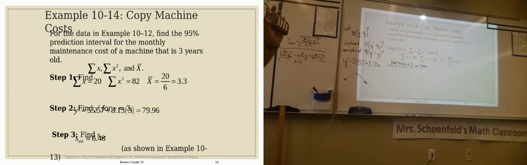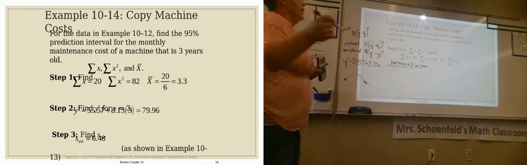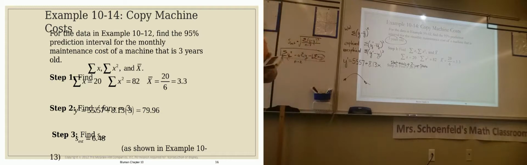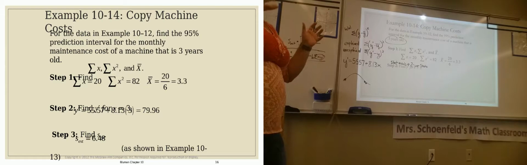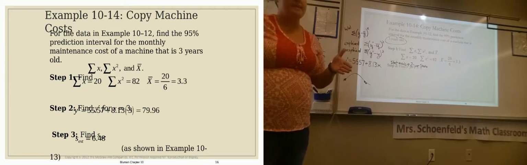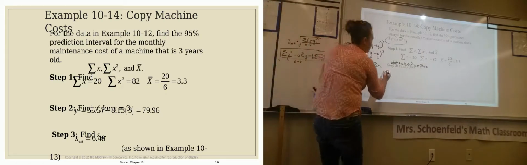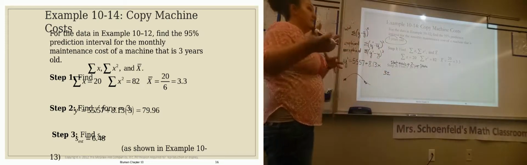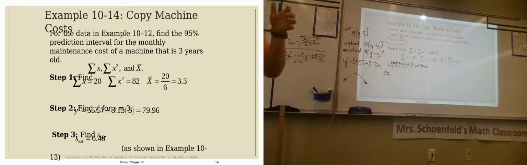Okay, so we'll find y prime for x equals 3, because I have a 3-year-old machine. My y prime for my x of 3 is going to go at the beginning of my equation where it mentions y prime. So I'm basically going to have y prime plus or minus that big long row stuff. The t alpha over 2 is where I'm going to find my 95%. That's going to be that t-score.